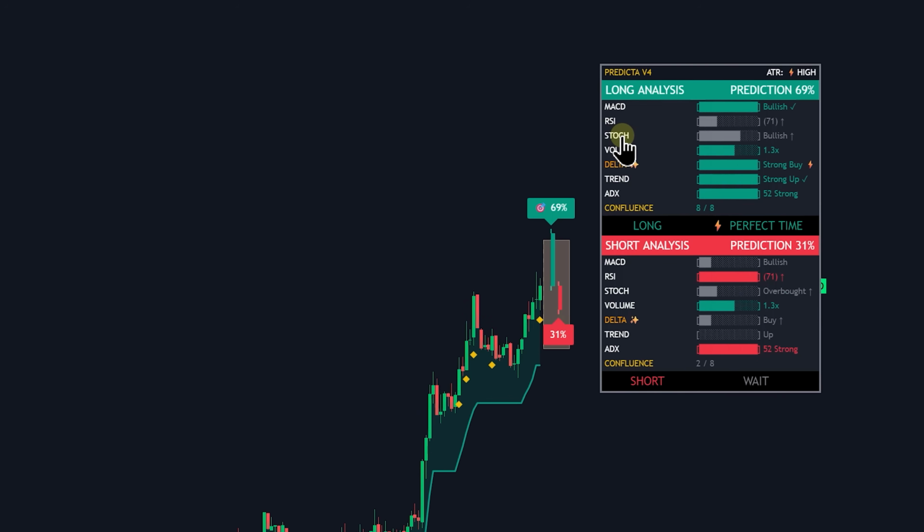This ensures the signal only fires when the trend has sufficient momentum and alignment across the SuperTrend, the MACD, the Stochastic, and volume analysis. The most important part of the indicator is the analysis table on the right side of the chart. This table is where the real decision-making happens.